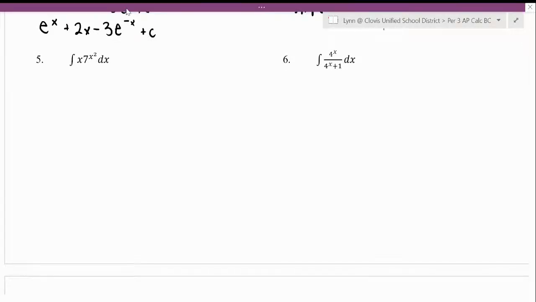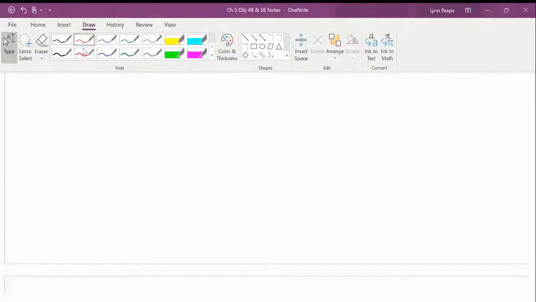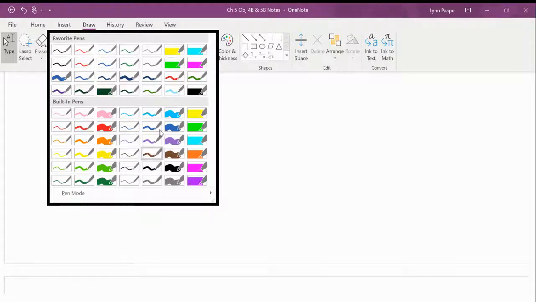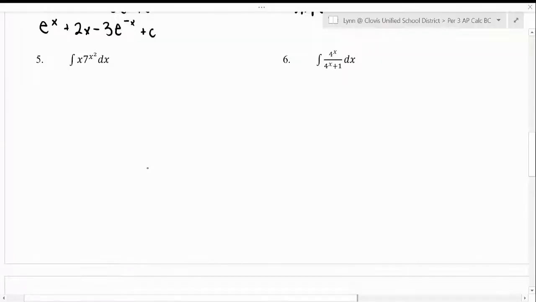So we'll look at 5 and 6, back into draw mode. There we go. All right, so I'm going to go ahead and do a little rearranging here because I want my a to the u first. So that would be 7 to the x squared, and then my remaining terms after.